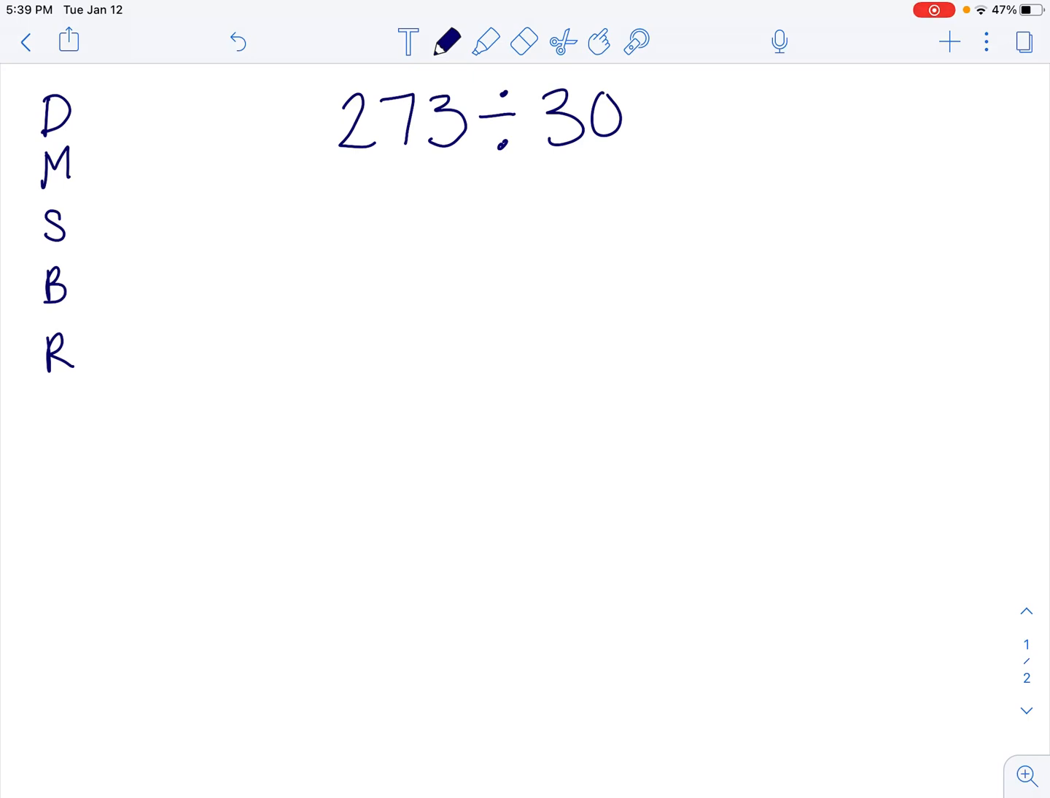I wanted to take a moment to remind you what we learned about yesterday in math. Yesterday, we began to solve division problems like this, division problems that have a 2-digit divisor. So, I wanted to go through solving this problem here to remind you of all the steps that we learned to follow yesterday.